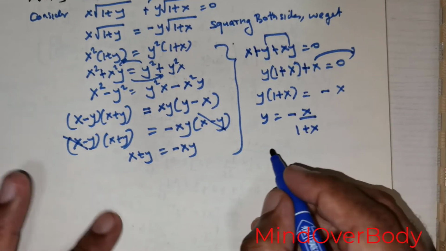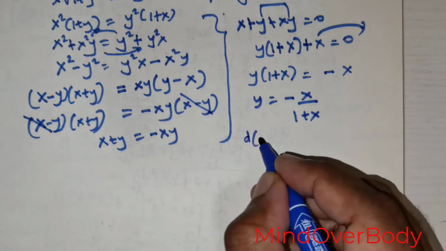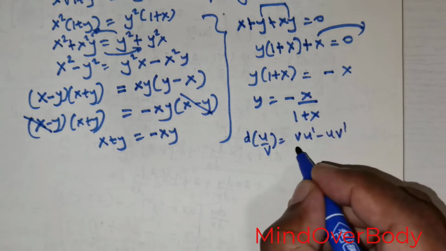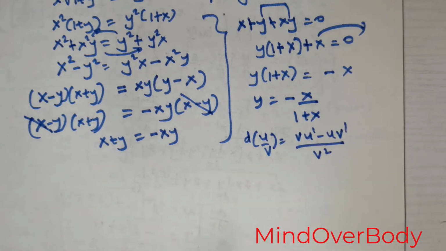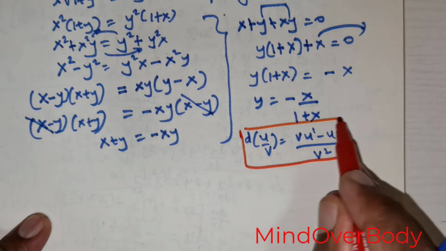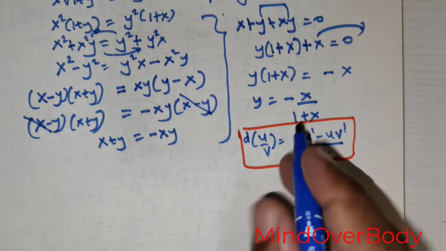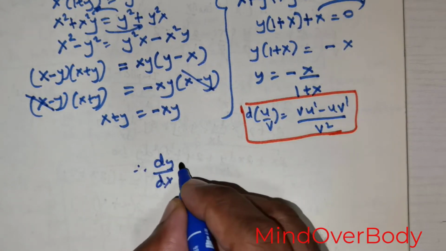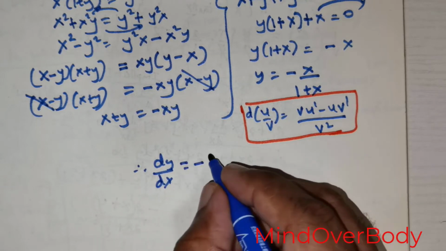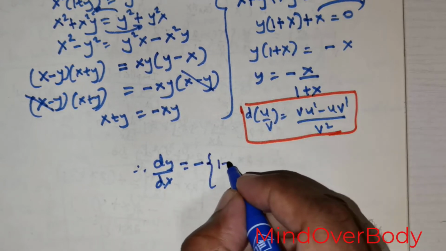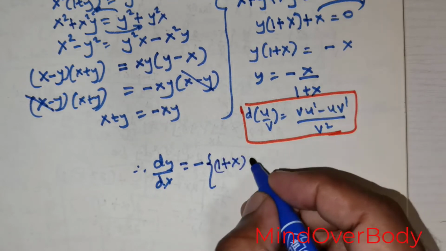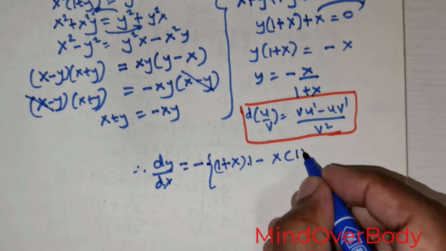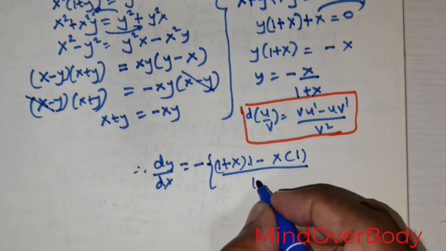Now we need to obtain dy/dx. So I'm going to use the quotient rule. d of u over v is equal to (v times u dash minus u times v dash) divided by v squared. This is the law that we will be using to find dy/dx. So therefore dy/dx is equal to, taking the negative sign out, (1 + x) times the differential of x, that's going to be 1, followed by a negative sign, x times the differential of (1 + x), which is 1, divided by (1 + x) raised to the power of 2.